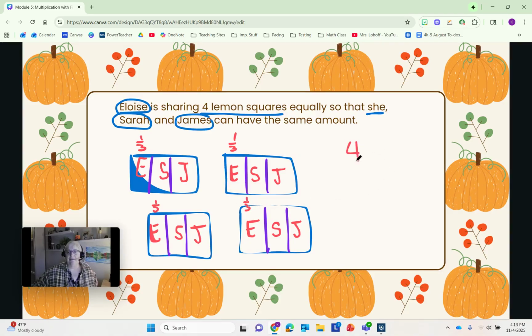If I write that as a fraction, it looks like this. And we have an improper fraction. 4/3 is the same as 1 whole bar and 1/3 remaining.